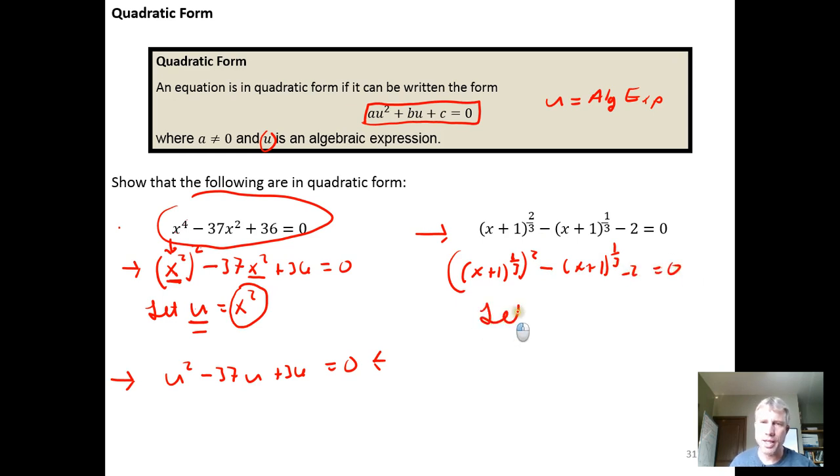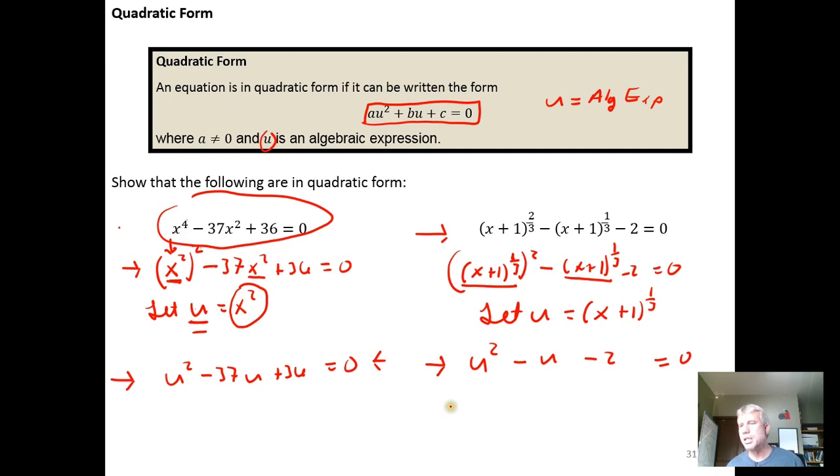And then what we could do is say let u equal the algebraic expression x plus 1 to the 1/3. And now everywhere we see x plus 1 to the 1/3, we replace it with u. So we get u squared minus u minus 2 equals 0. And now I have something that, even though it isn't a quadratic equation, it looks like a quadratic equation, which means to solve it we would be able to employ quadratic equation solution techniques.